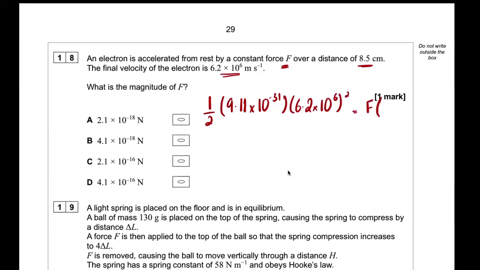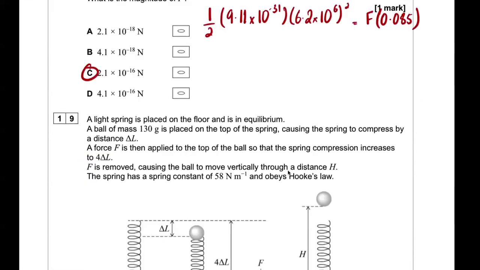So F times 8.5 centimeters, that's 0.085 meters. And from here you just calculate this. So half into 9.11 into 10 to the negative 31 into 6.2 into 10 to the 6 squared. Divide this by 0.085, and this turns out to be 2.0 into 10 to the negative 16. So 2.1 is then the closest one. This is the answer here.